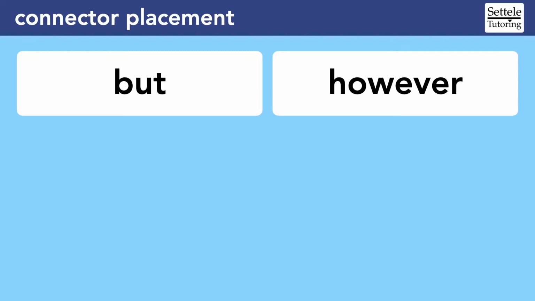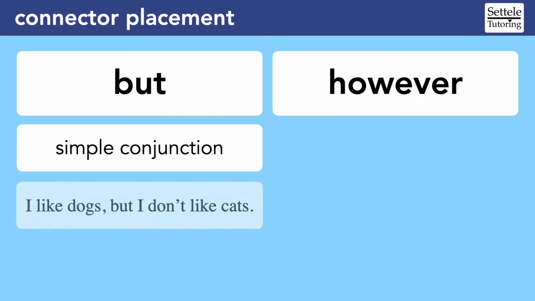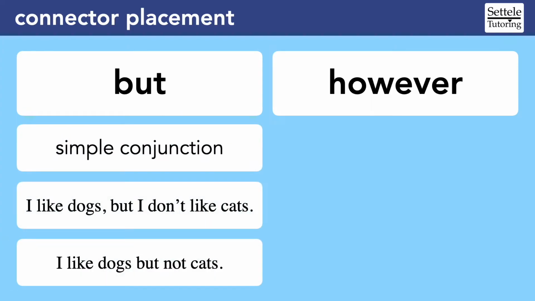The words however and but have almost identical definitions. They are both used to contrast two ideas. But is a simple conjunction, similar to the word and. You can watch my lesson on conjunctions to learn more about how we use them.